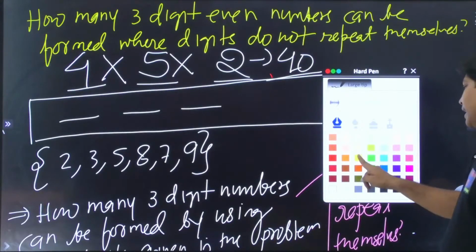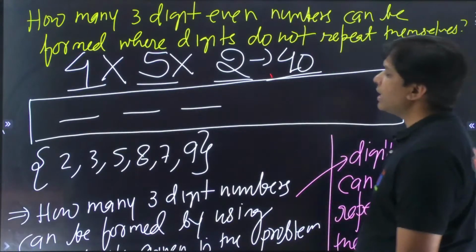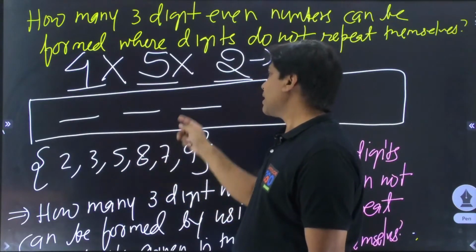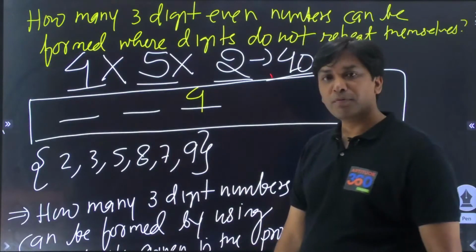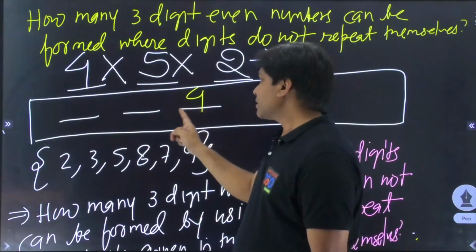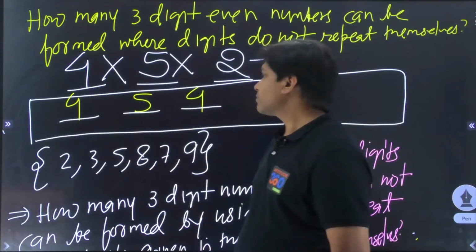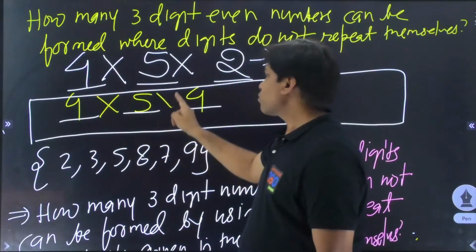Odd भी बनाना है और digits को repeat नहीं होने देना है, तो how many? You got 2 and then 5 and then 7 and then 9. This will be 4. This will be 4, isn't it? And then this will be 5 and this will be 4. So this into this into this, which is what? 80.